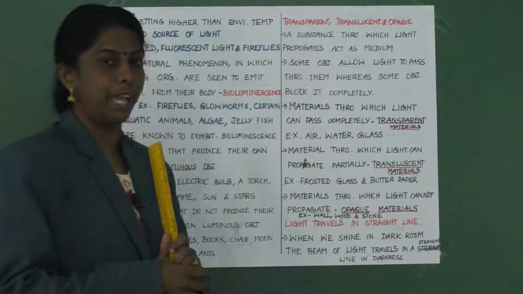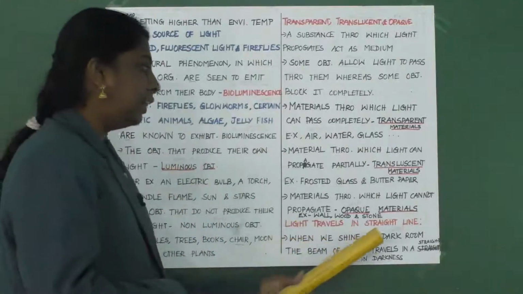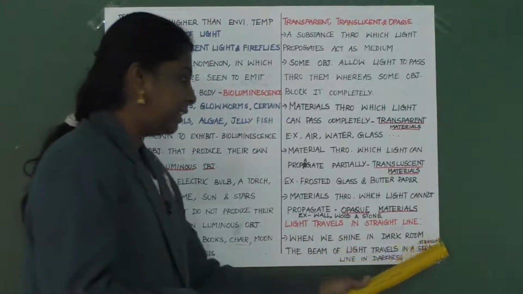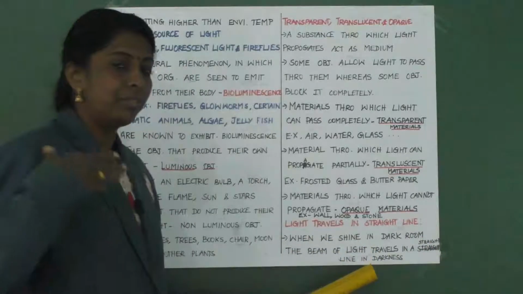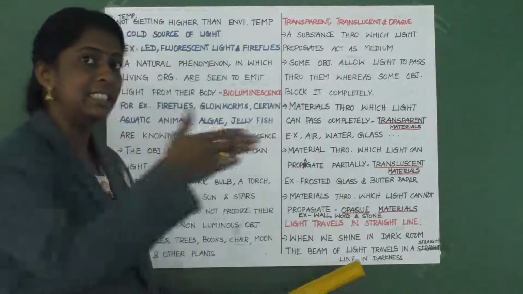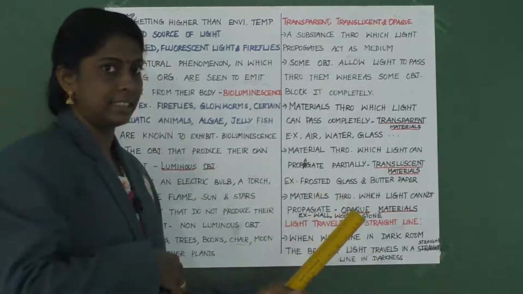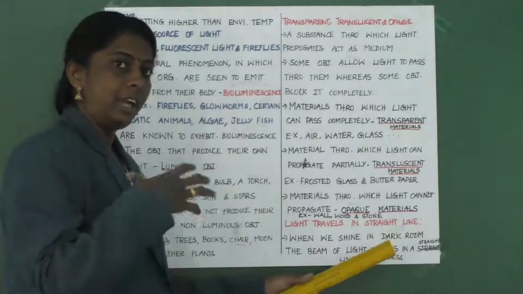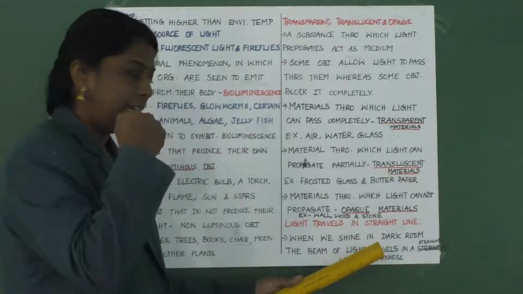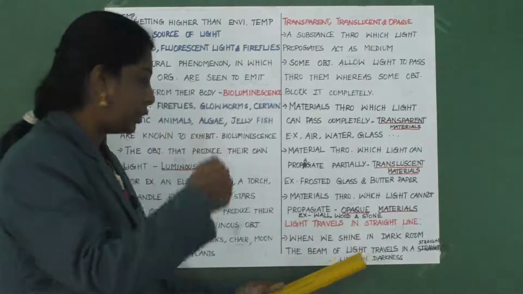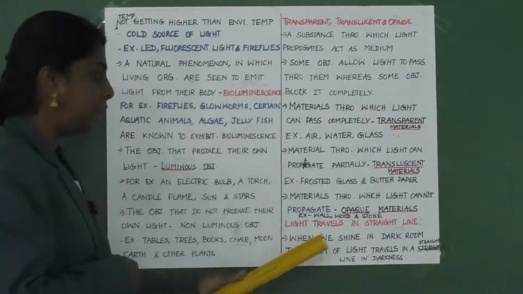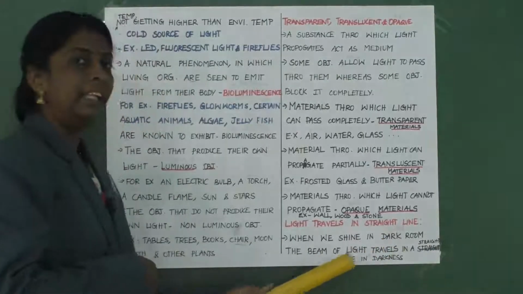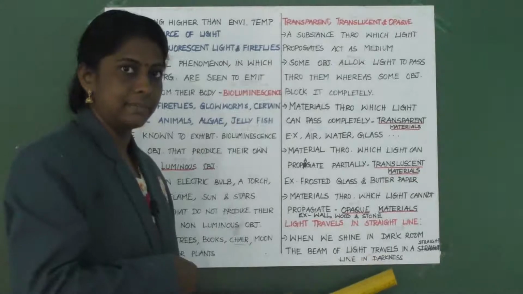We are going to learn about that. When we shine a light in a dark room, the beam of light travels in a straight line. The beam of light travels in a straight line in darkness. I repeat, when we shine some light with a torch in a dark room, the beam of light travels in a straight line in darkness.